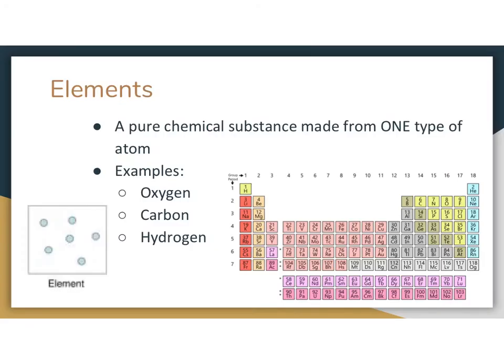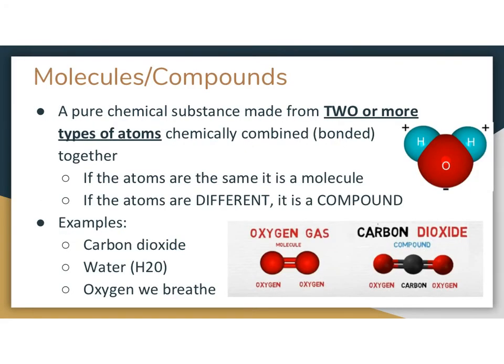So let's start off with elements. Elements are a pure, and that is an important word right there, pure chemical substance made from one type of atom, one single type of atom. Some examples would be things like oxygen, carbon, hydrogen. We saw this a little bit with our previous video. If you take elements and combine them, then you are going to create either a molecule or a compound.